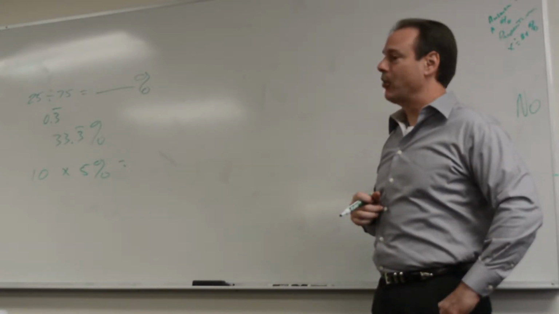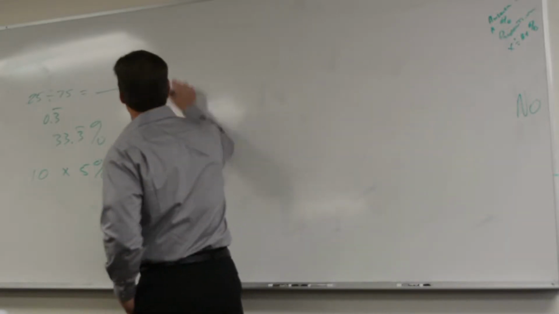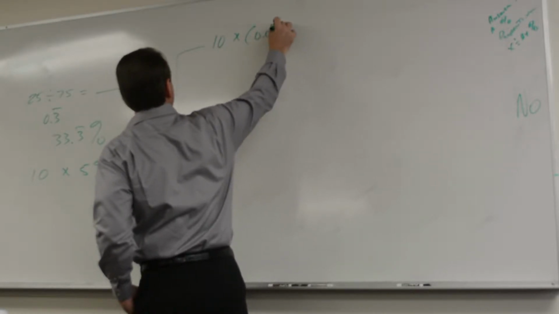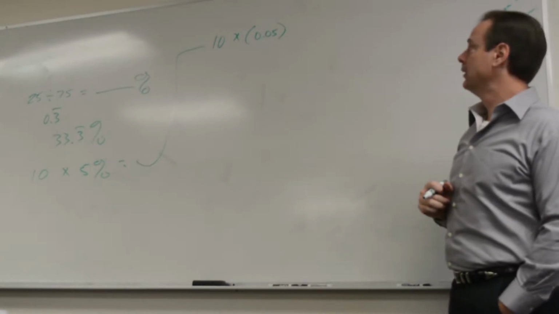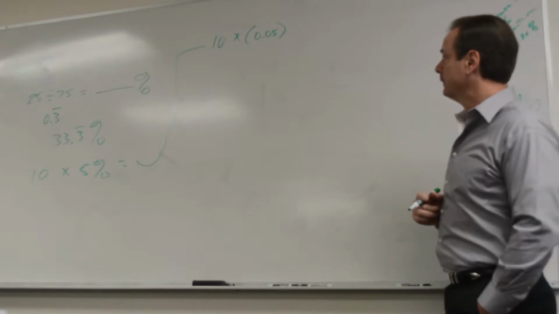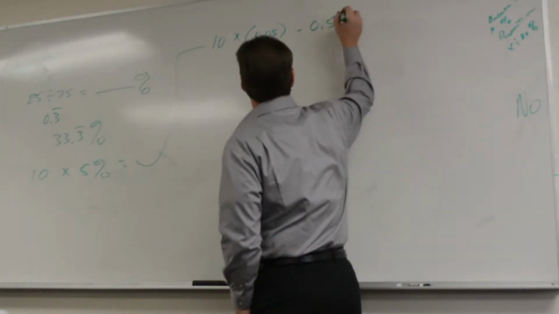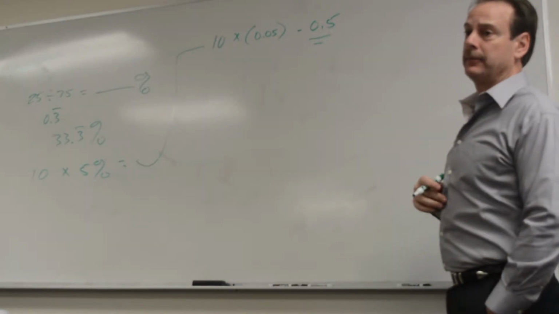All right, so what do we have to do? We got 2 options. I can change it to a decimal. The easiest way is to go like this: 10 times 0.05. Isn't that 5%? And what are we going to get? That's our answer, right?